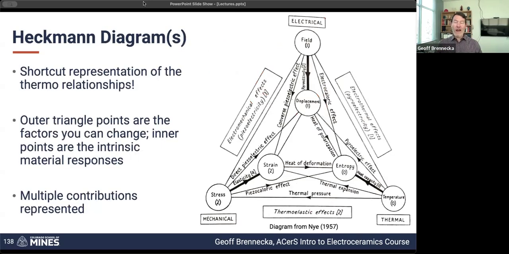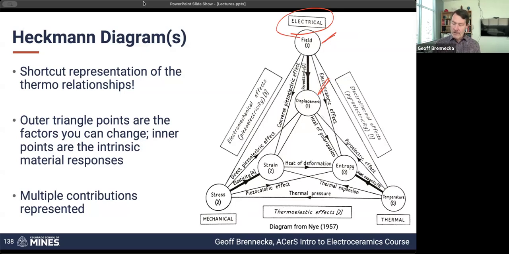And so rather than remembering equations, because I hate remembering equations, you can think about this as just a simple triangle. So you've got the electrical, and this is known as the Heckmann diagram. You've got the electrical portion on one side. So the extrinsic, in this case, field is the thing that you can apply externally, and displacement. So this is like dielectric displacement or polarization. They're almost identical for now. We'll consider them essentially the exact same thing.